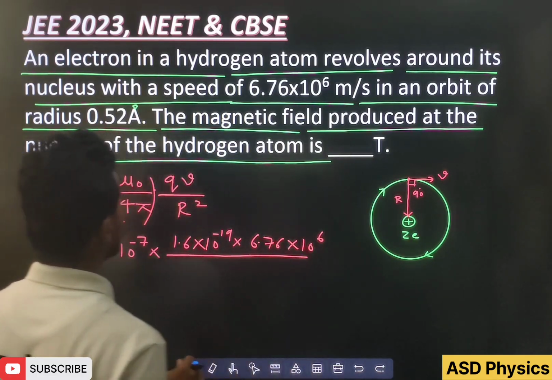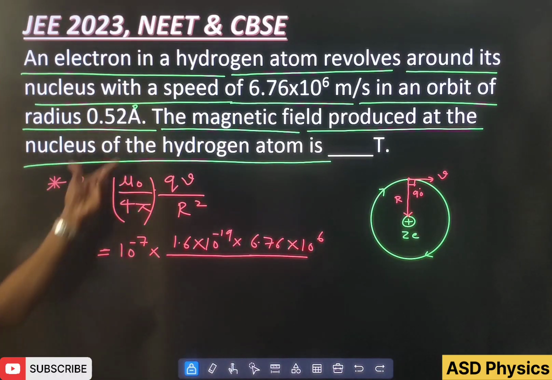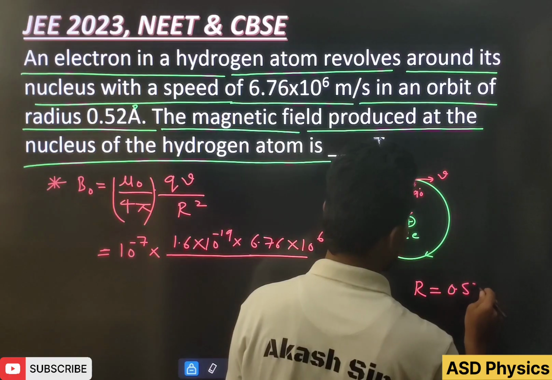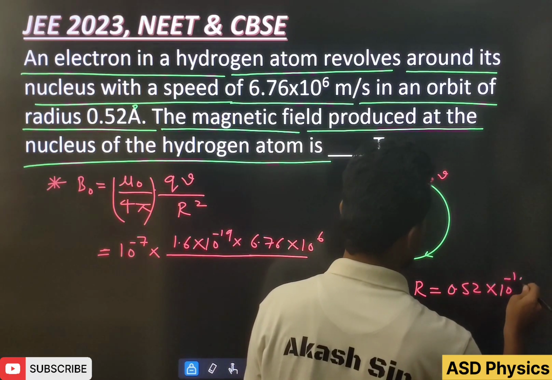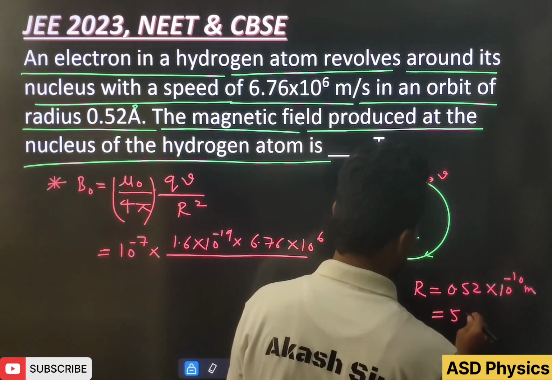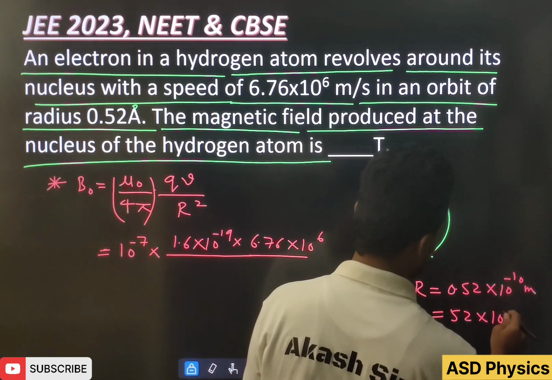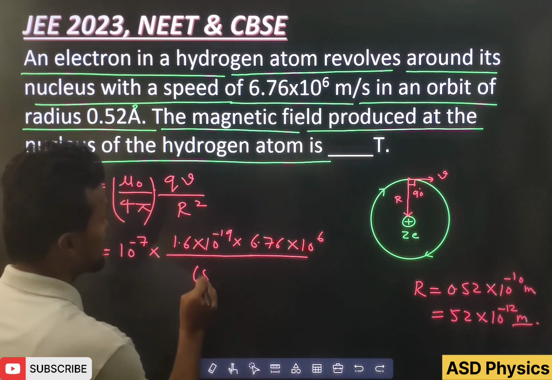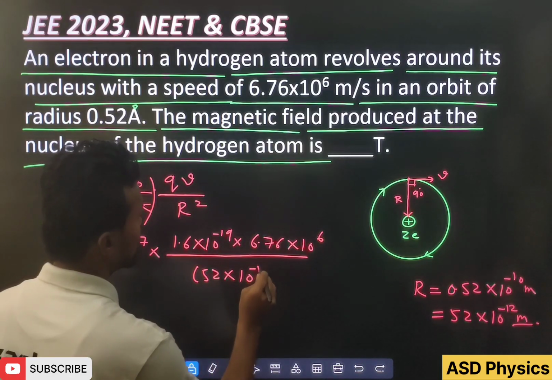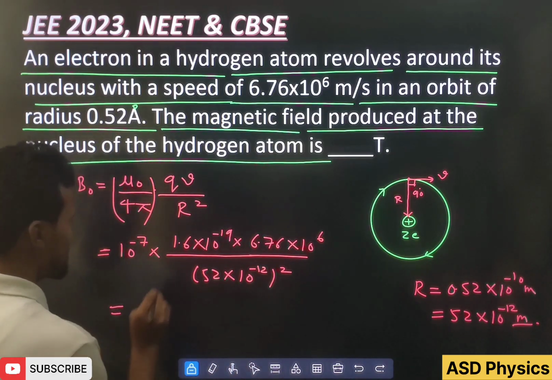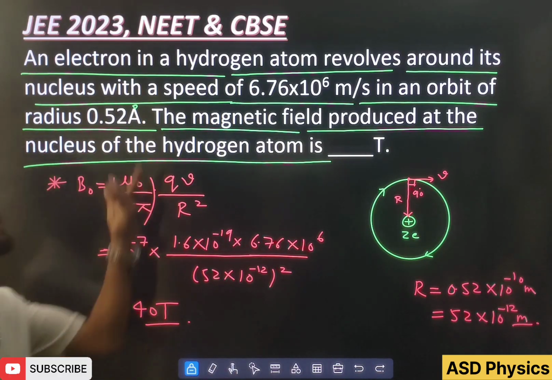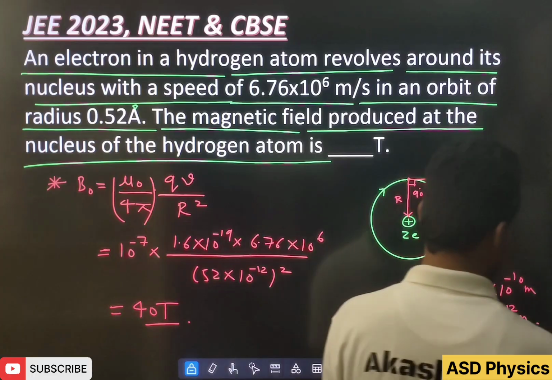After that, R square, how much is given? 0.52 angstrom. Remember that 0.52 angstrom is 10 to the power minus 10 meter, or you can write 52 into 10 to the power minus 12 meter. So I can write 52 into 10 to the power minus 12 squared. Just simplify this and it will come to 40 Tesla. Remember that. This was a very important question that came in JEE 2023.